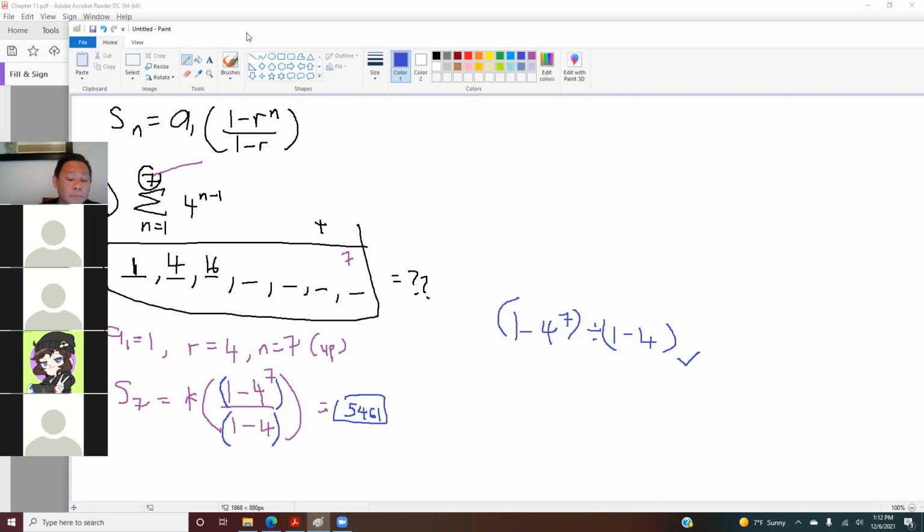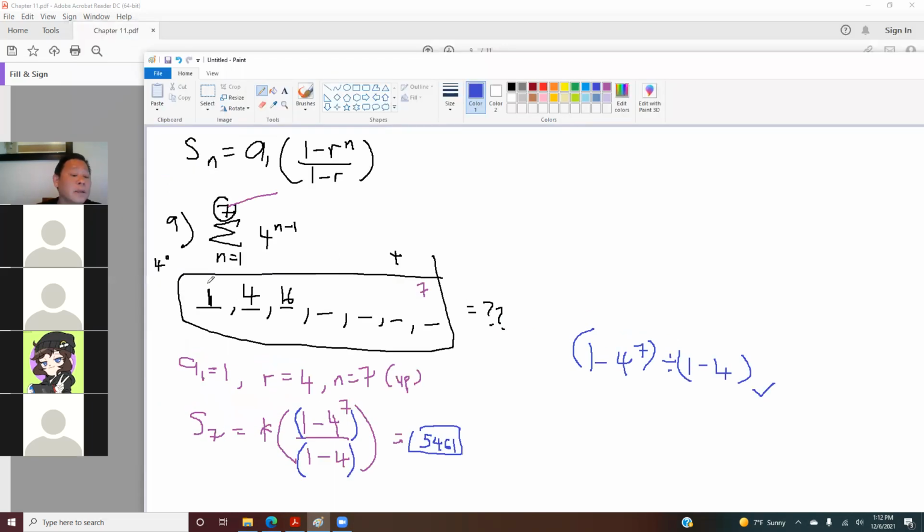Questions, anyone? And yes, if you do 1, 4, 16, and what is that? This is 4 to the 0, 4 to the 1, 4 to the 2, 4 to the 3, 64. So if you figure this one out and add all the way up here, you should still get 5,461.